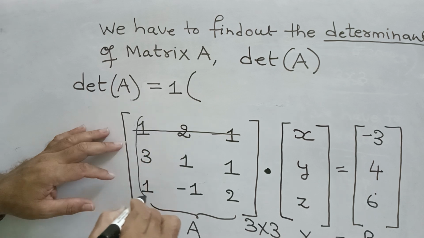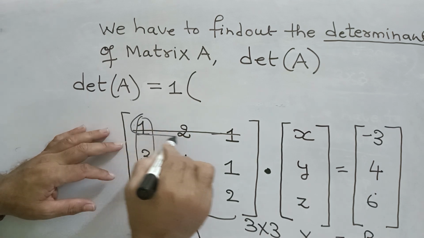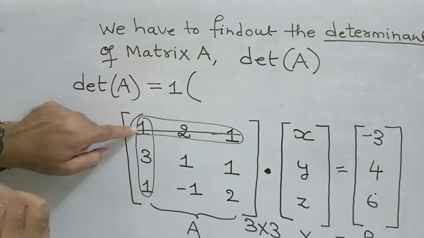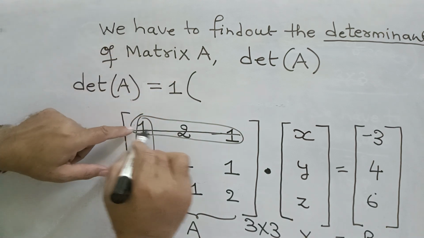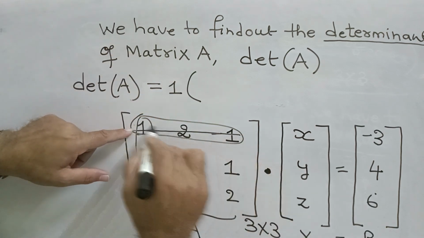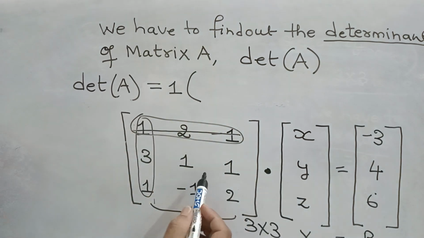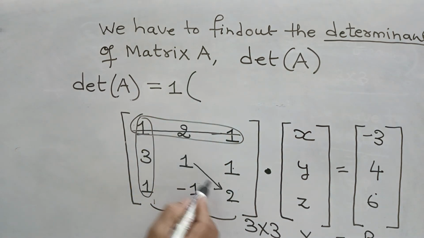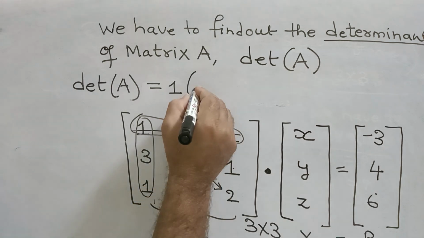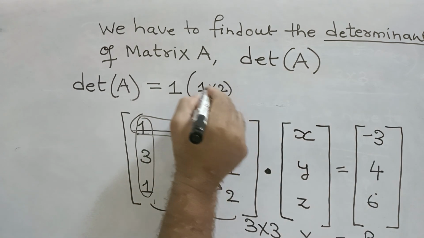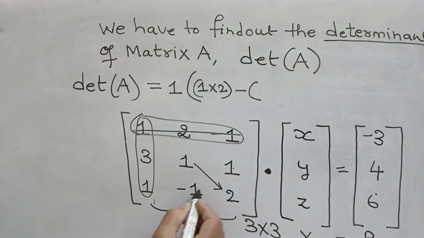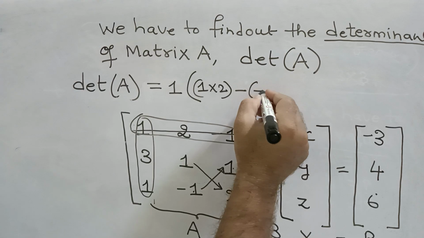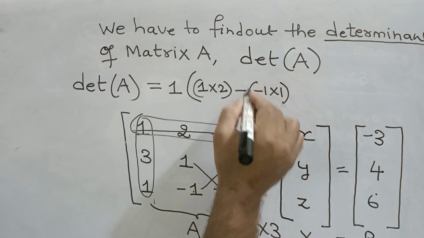So this row and this column, what is the first element? 1, no? Write 1 into, then ignore these lines, first row, first column. What are the remaining elements? 1, 1, minus 1, 2. Therefore here in the bracket you have to write 1 into 2, the product. 1 into 2 minus, like this, these two diagonal, minus 1 into 1. Minus 1 into 1. Understood?